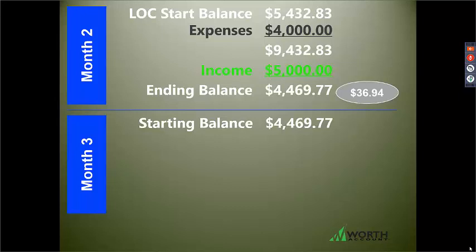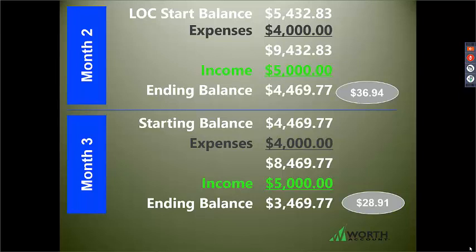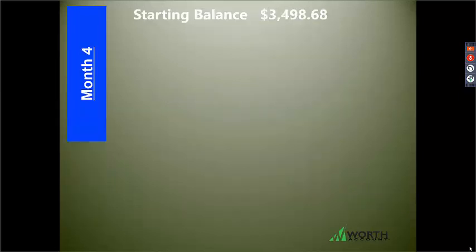Our starting balance, $44.69. We're going to pull out our expenses. That makes our mortgage payment. Pull out our living expense budget as well. We're going to go through and deposit our income against that balance, bring our balance down to $34.69. We're going to pay a little bit of interest. We're going to pay $28.91, so it brings our balance up to $34.98. We're going to roll that balance into month 4.